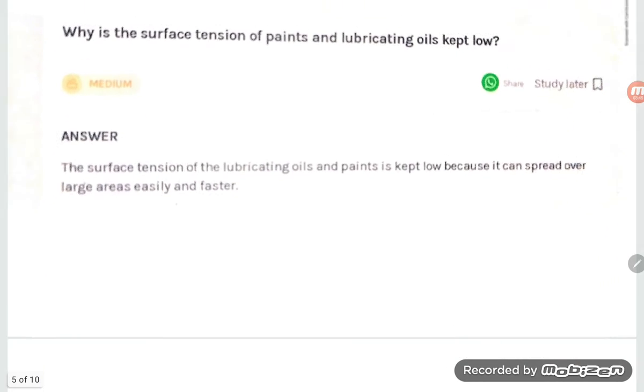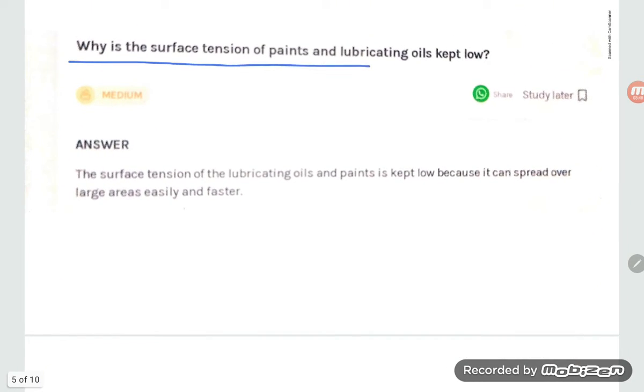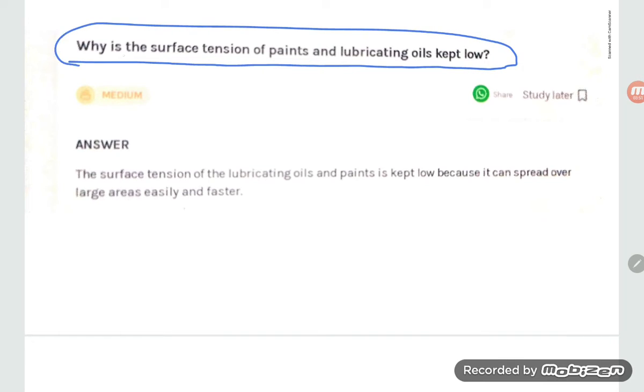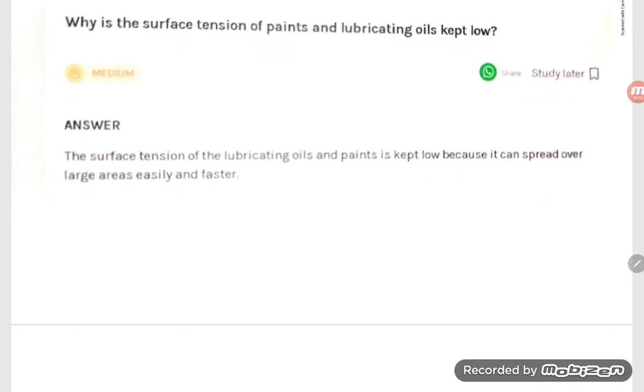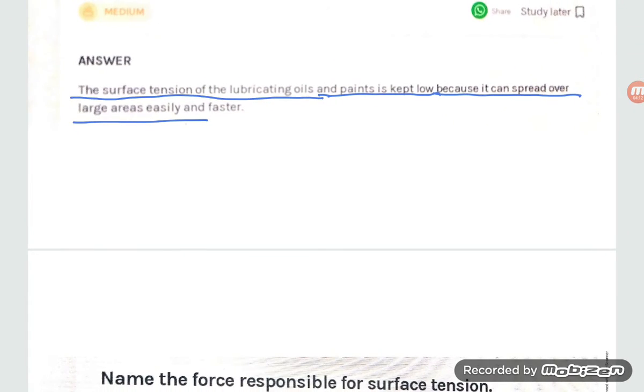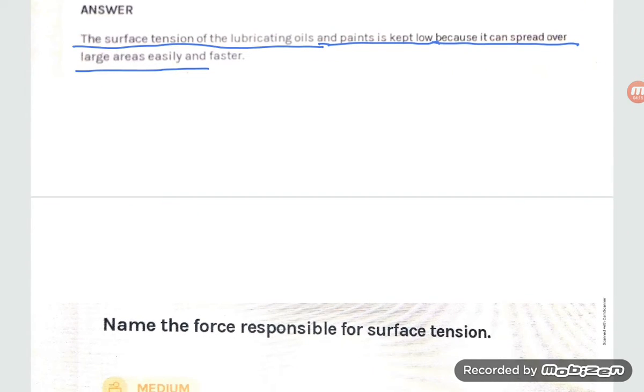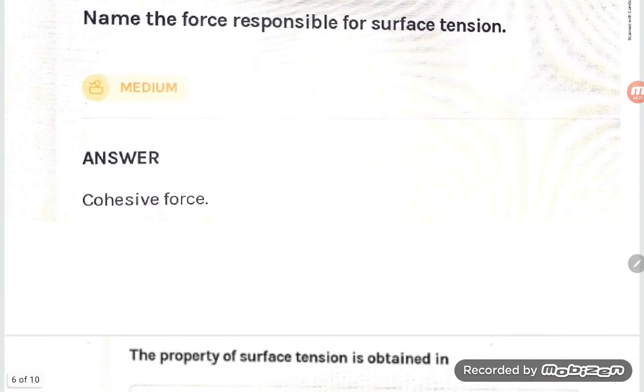Next point. Why is the surface tension of paints and lubricant oils kept low? The surface tension of lubricant oil and paint is kept low because they can spread over a large area easily and faster. When paint is applied on a surface it spreads, because it has low surface tension.